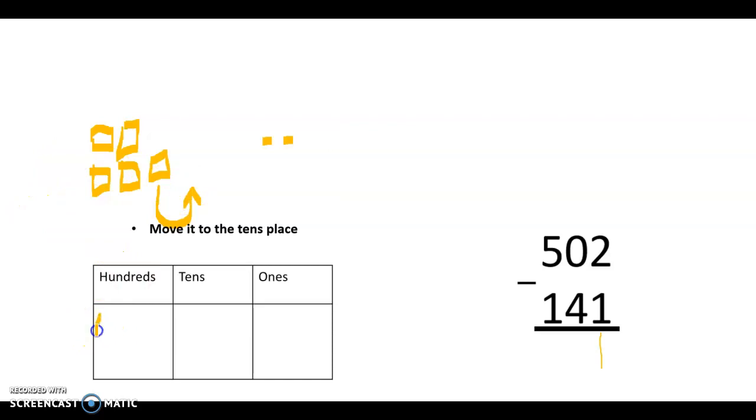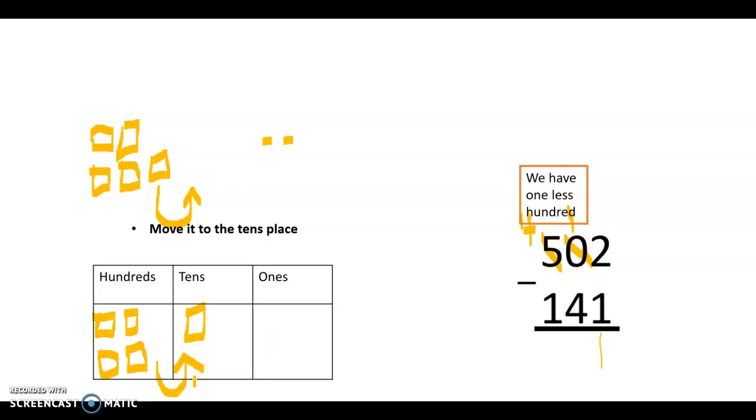So that means that we'll have our 5 hundreds, but we're moving one of them. So remember, we're taking one of those hundreds and moving it over here to the tens place. So what that looks like is we're crossing out the 5 because now we just have 4 hundreds in the hundreds place, and we've moved one of those hundreds over here to the tens place. So we have 1 less 100 in the hundreds place. And let me put, I don't want to forget those, my 2 ones I still have.